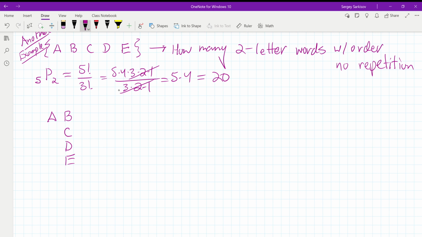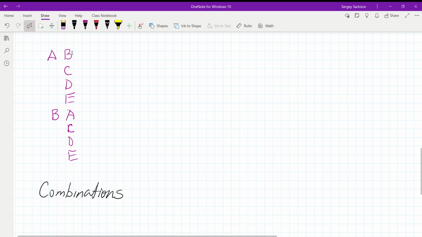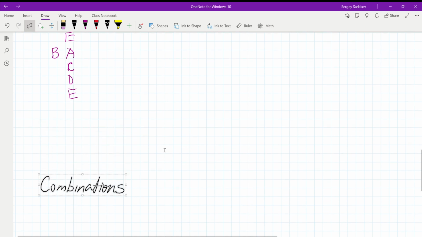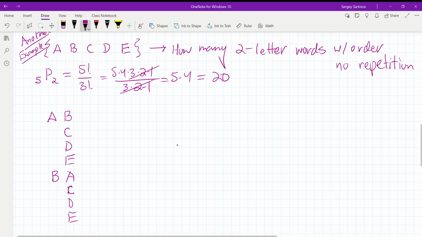Now take a B for the first one. Then you have 4 left, no A, but C, D, and E, right? And then of course you can have the first one being a C, right? And so we can do the same thing with C. Let's just keep on going down.